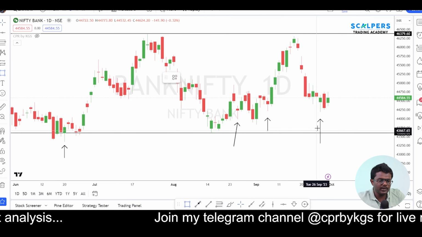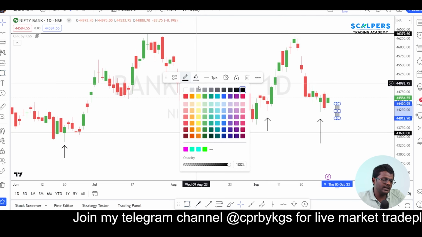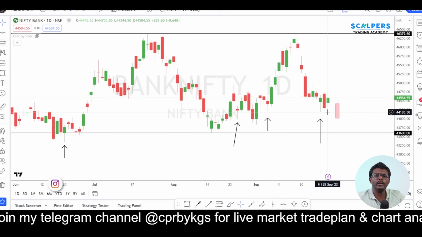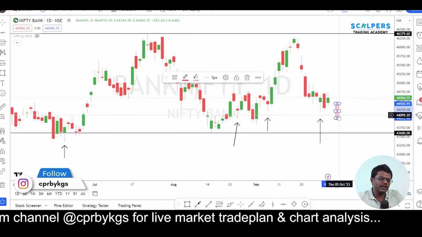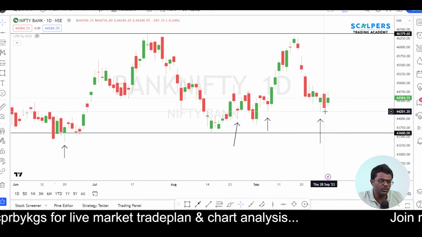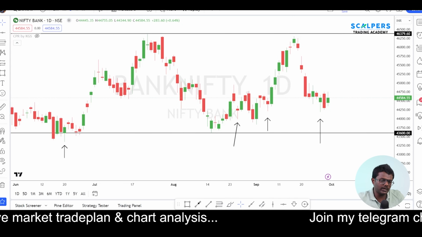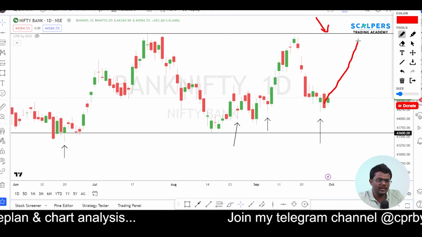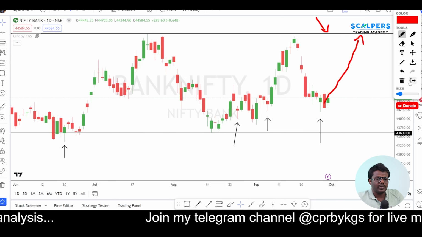I need a proper bear candle closing below this hammer candle like this. We need a good size bear candle closing below that hammer candle low. Only then we can say that hammer candle is broken. So as far as this hammer candle low, the 27th September hammer candle low, is not broken, then I am expecting Bank Nifty to reach all-time high once again. I am expecting Bank Nifty to go towards the upside once again. From there, then we will decide what will happen.